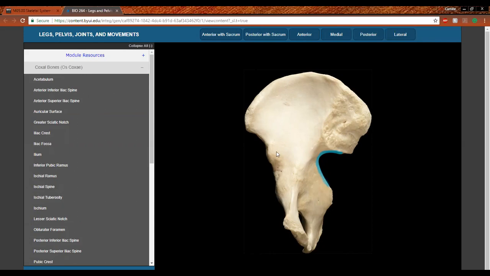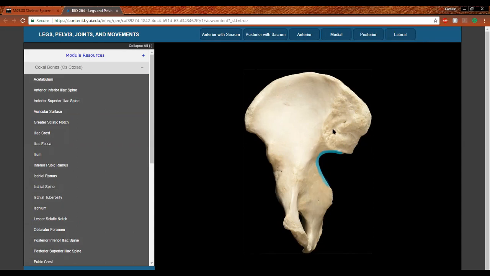I've heard of a couple students that use this. This is called our auricular surface, this bumpy part right here. A lot of people use the auricular surface. I found it a little hard because in some views I can't really see it, but whatever works for you guys.